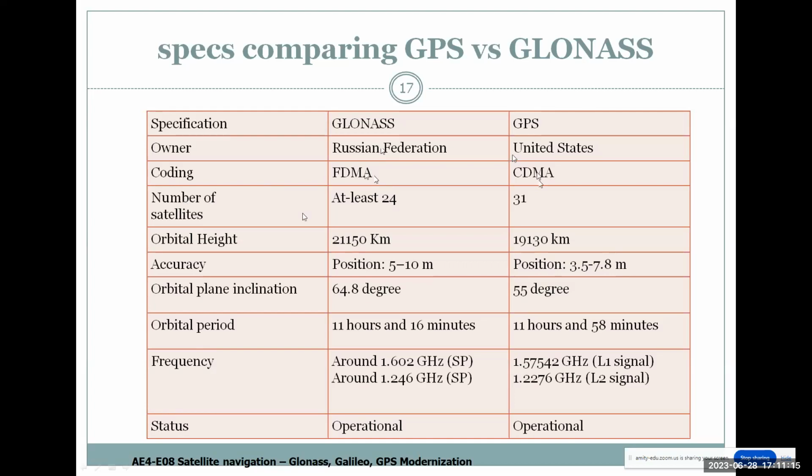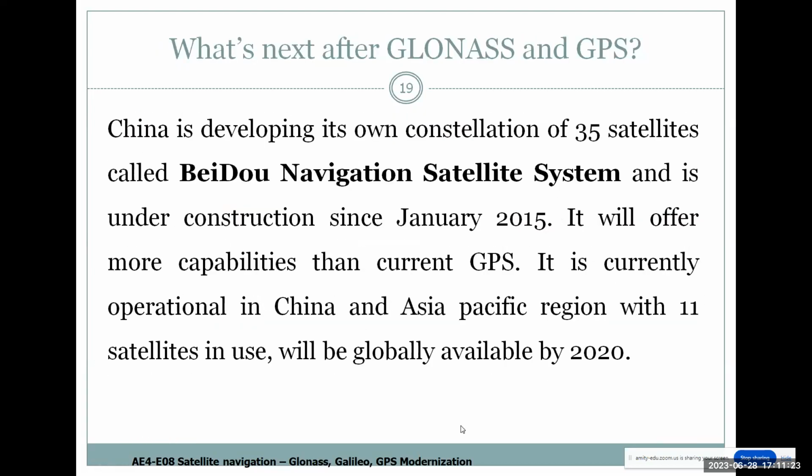So the number of satellites is governed by the 24 and the 34, and both are in the operational phase currently, GLONASS and the GPS, right? Now China is developing its own satellite system that consists of 34 satellites. It is called the BeiDou Navigation Satellite System, and it has been under construction since January 2015, and it is now working and globally available as of 2020.